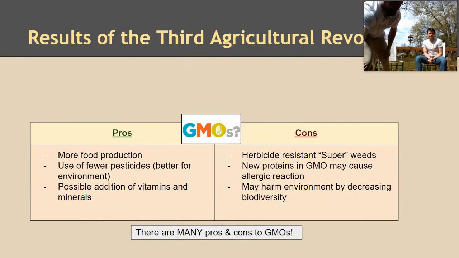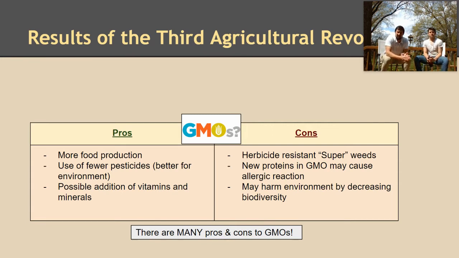Great, thanks, Matt. Now, guys, I think you all know that GMOs are maybe a contentious issue out in society today. I just want to highlight a few pros and cons of GMOs. Some pros of a genetically modified organism: we can boost food production. We can use fewer pesticides, which is better for the environment. And there's also a possible addition of vitamins and minerals in the crops that are being modified.